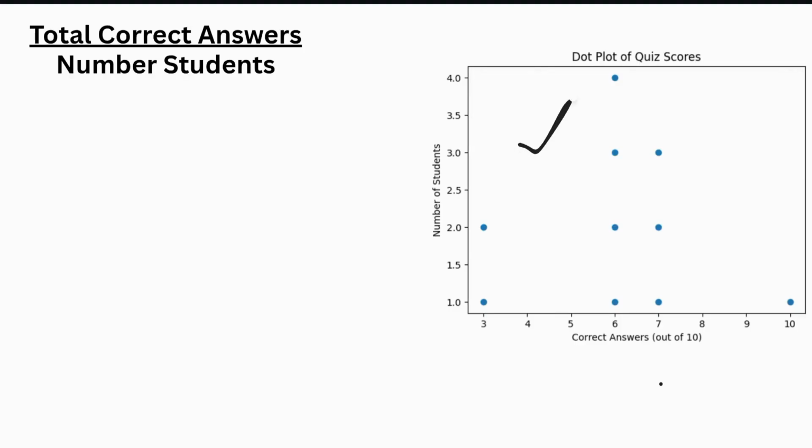Given this dot plot of quiz scores, how do we calculate the mean number of quiz scores?